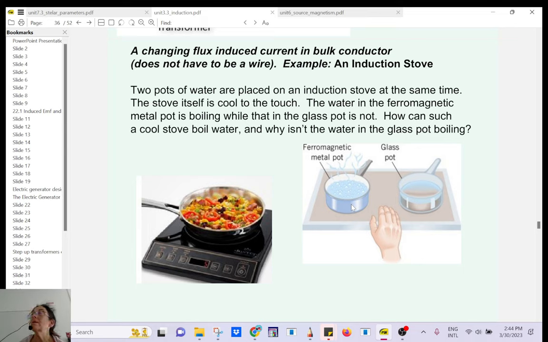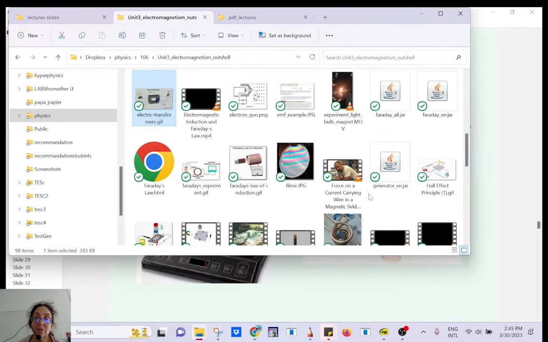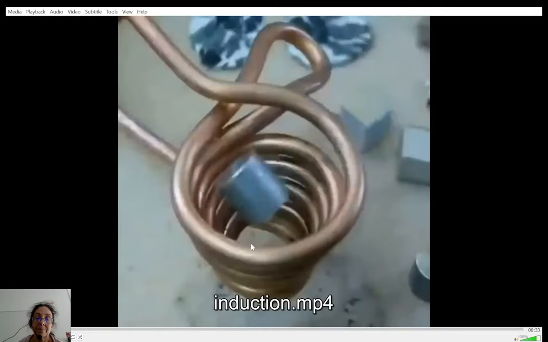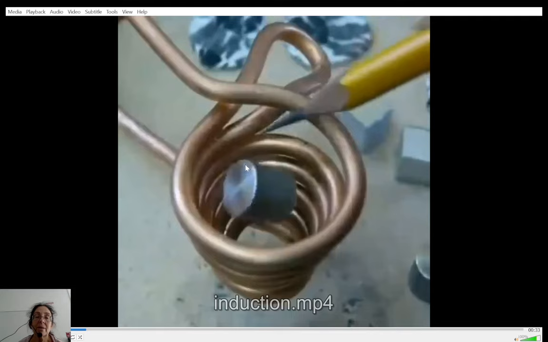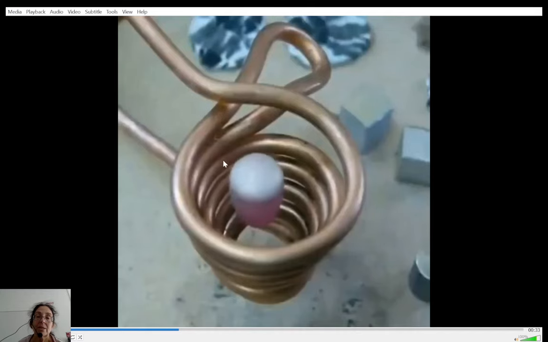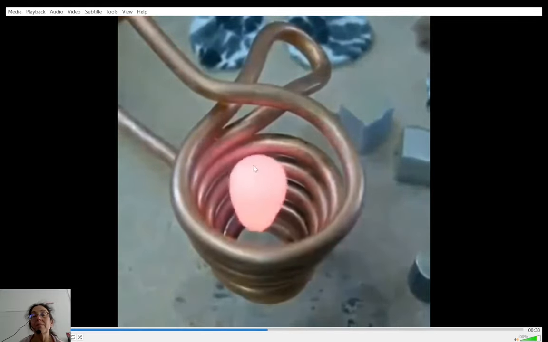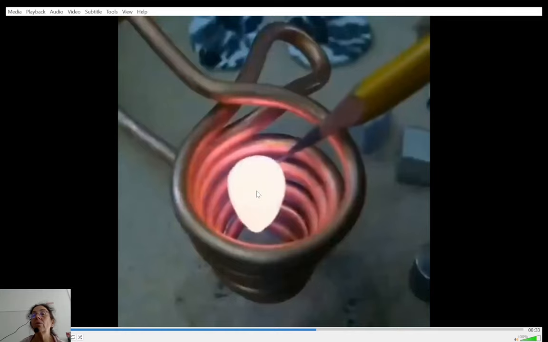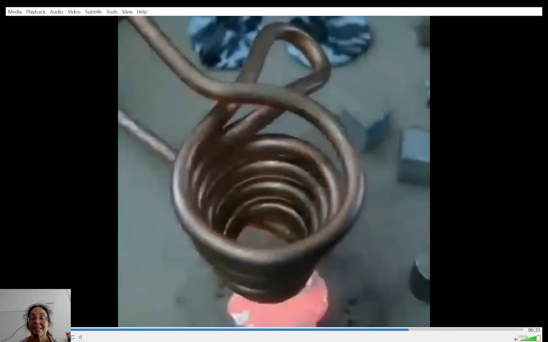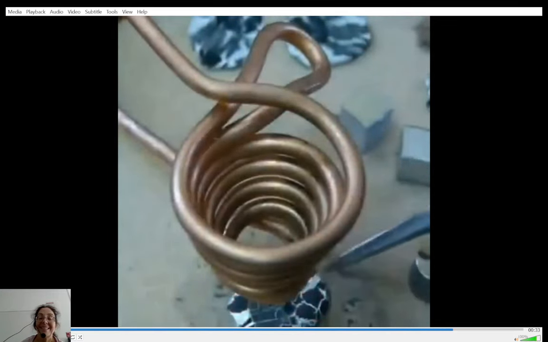Induction is each time you have a change in the magnetic flux that can induce current in a conductor. So for example, there is a very cool video here. So here you have a coil, but you have current flowing in one direction and then in the other direction. So it's going to have a magnetic field inside. So it's going to induce current in this piece of metal there. And it's going to be so hot, you are converting energy, that it's going to melt. Isn't that cool? And boom, right? It's very cool.